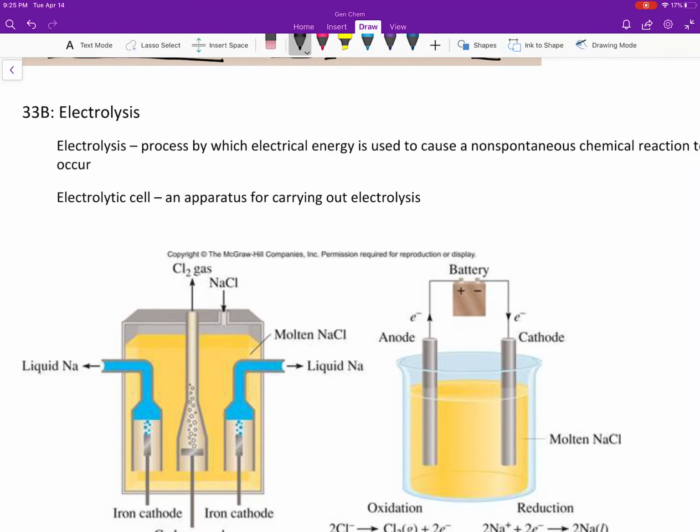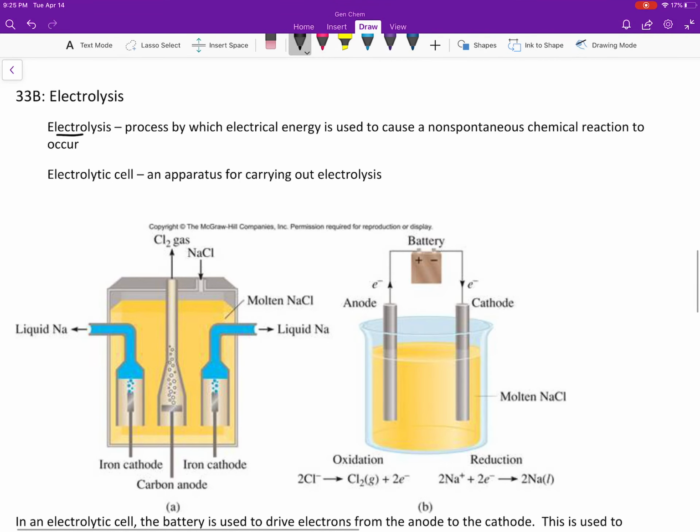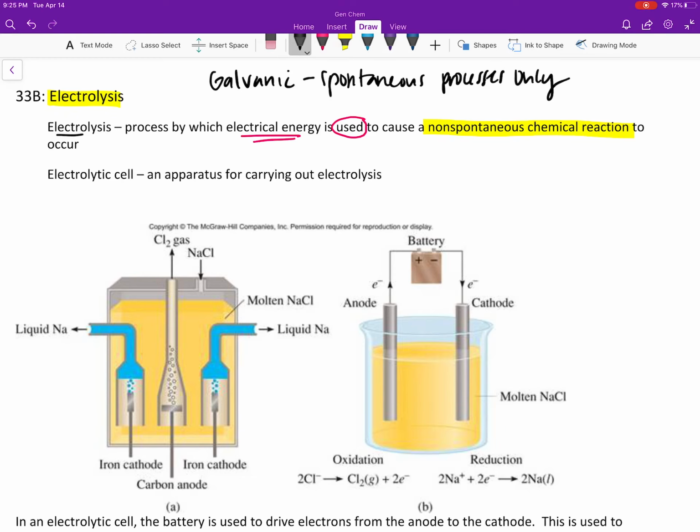So let's talk about electrolysis. Electrolysis, zoom out, is the process by which electrical energy is used to cause a non-spontaneous chemical reaction to occur. When we talked about galvanic cells before, we did not necessarily specify at the time, but these were spontaneous processes only. They were always written in the forward direction, with the anode being what's likely to be oxidized and the cathode being what's likely to be reduced.